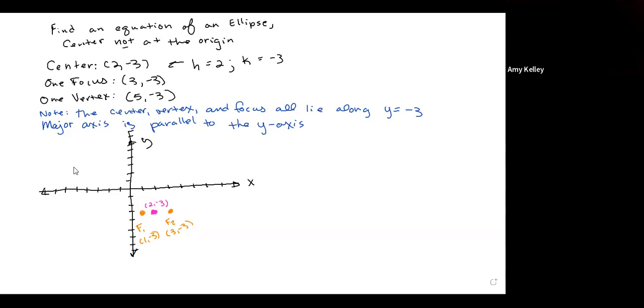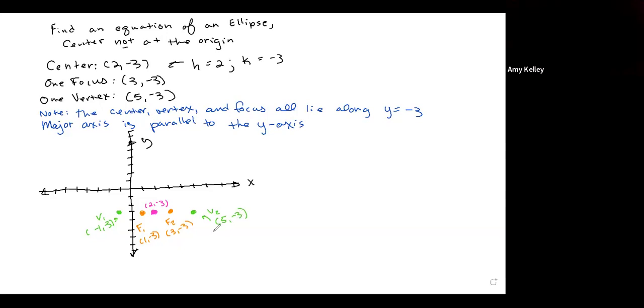And I'm also given that one vertex is at 5, -3. Right here. So that tells me that the vertex is 3 units away from the center. So if the vertex here is 3 units to the right, that means my other vertex is going to be 3 units to the left. So that will be at -1, -3. So I'll call this V1 at -1, -3. And this will be V2 at 5, -3.